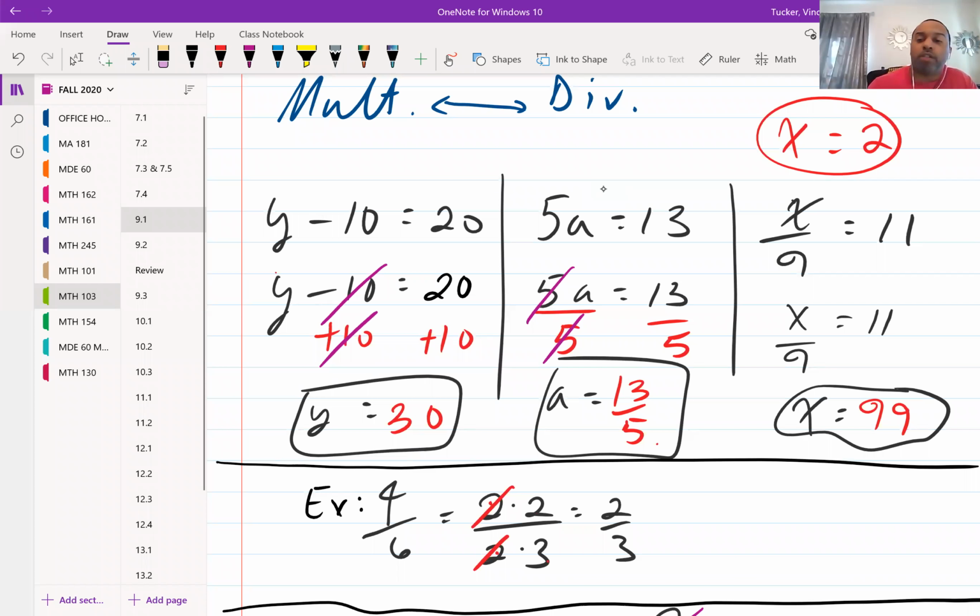Then the last one, x over 9. That's x divided by 9. So I'm going to multiply both sides by that 9. The 9s cancel on the left to leave me with x. And I have a solution of 99.